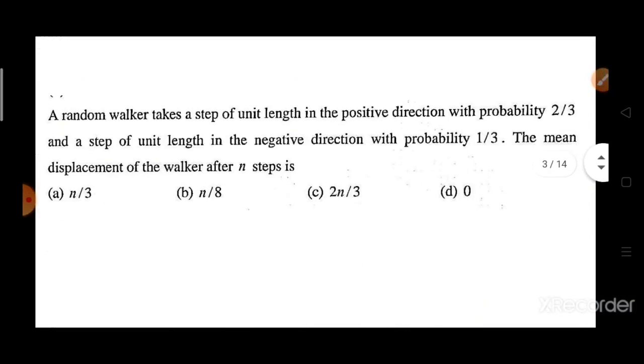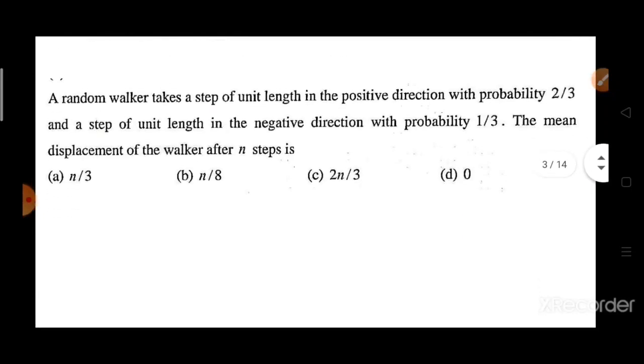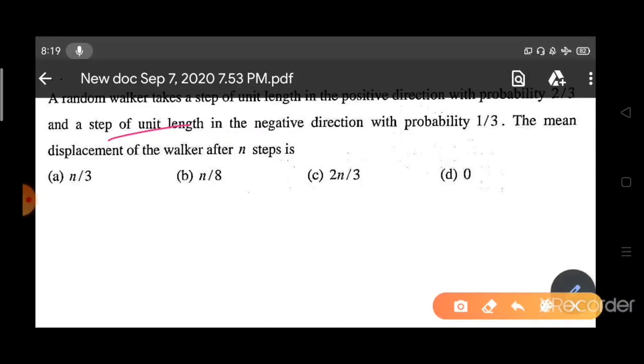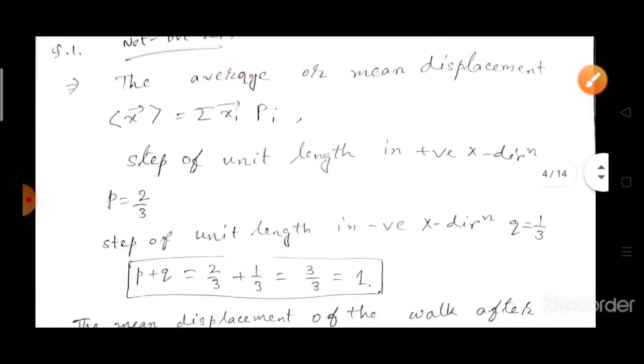The first question we shall discuss has already come in the CSIR-NET examination, December 2014. The question is: a random walker takes a step of unit length in the positive direction with probability 2 by 3 and a step of unit length in the negative x direction with probability 1 by 3. The mean displacement of the walker after n steps is n by 3, n by 8, 2n by 3 or 0. So first understand this problem carefully.